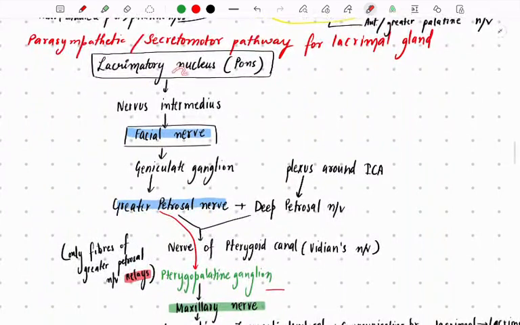So firstly we have the lacrimatory nucleus in the pons region of the brain. Then we have the nervus intermedius, from the nucleus to the nerve, the fibers in between are the nervus intermedius. And if you're writing an exam, you need to write it. Okay, it is important. And then we have the facial nerve.